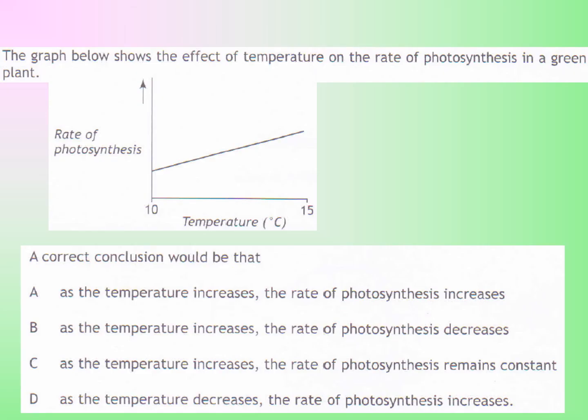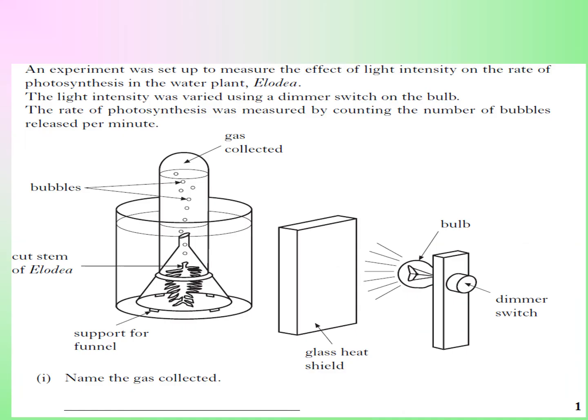Okay, the graph below shows the effect of temperature on the rate of photosynthesis in a green plant. A correct conclusion would be that, so what's happening as the temperature increases? The rate of photosynthesis is increasing.